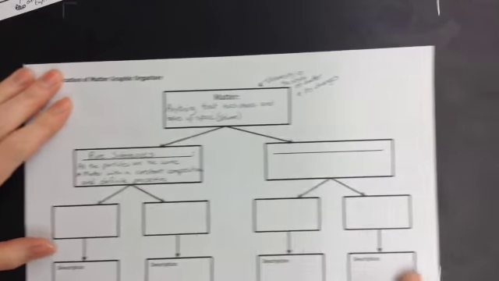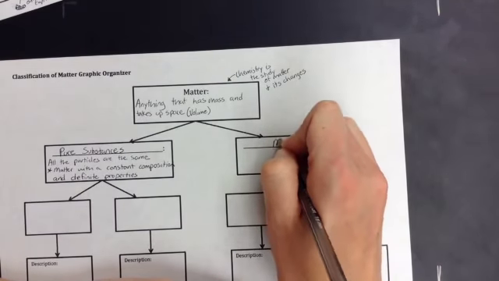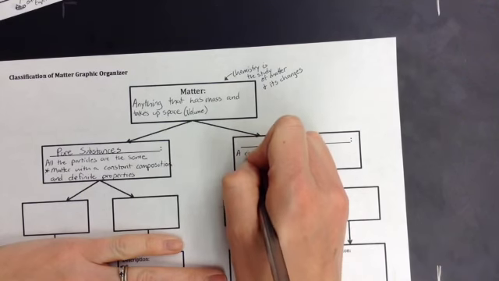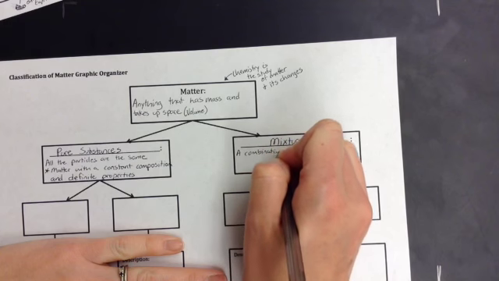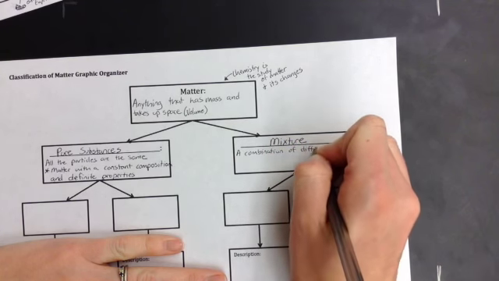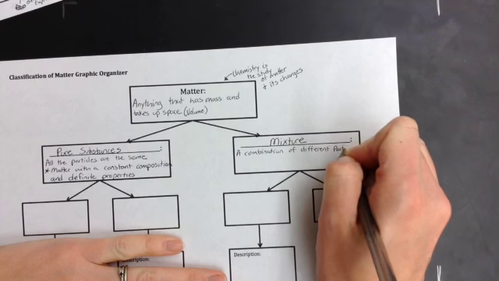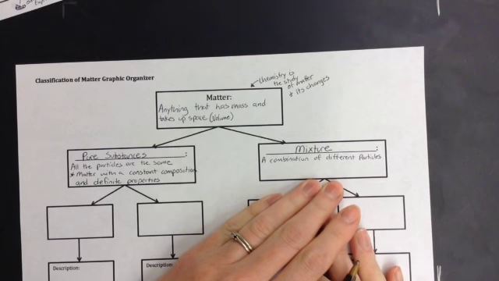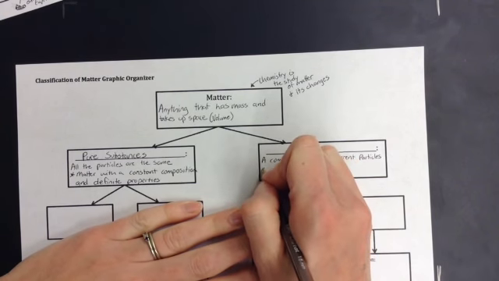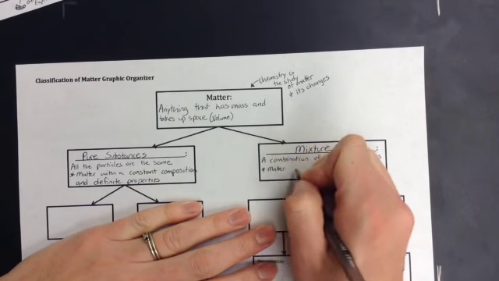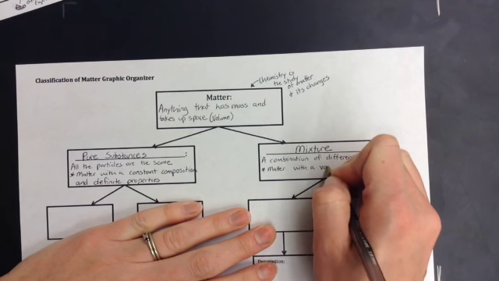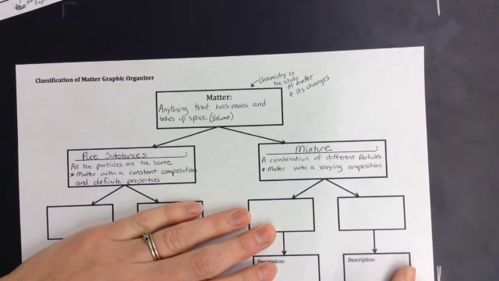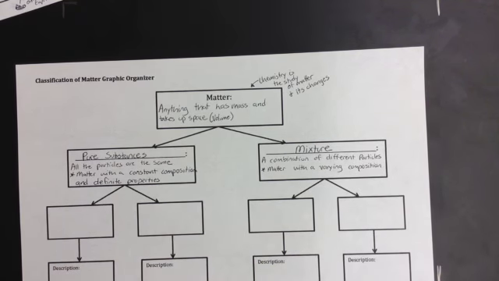So on the other side, instead of pure substances, if it's not a pure substance, then it's a mixture. And a mixture is a combination of different particles. So either your particles are all the same and it's a pure substance, or they're different particles and it's a mixture. And the technical definition here is that we have matter with a varying composition.